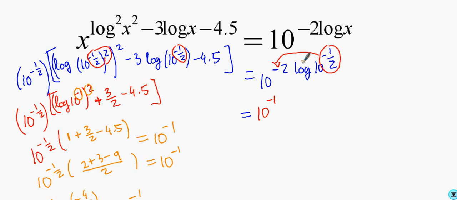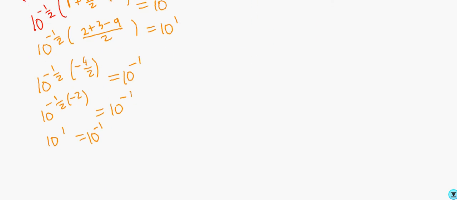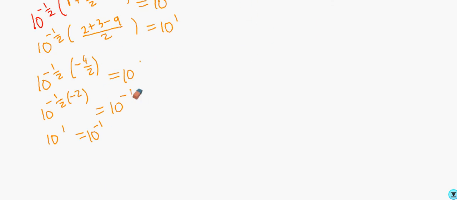Oh, there's a mistake. So this looks okay, but there's a mistake on this one. So when we brought this here, negative 1/2 times negative 2 is plus 1. So actually, this will be 10 to the first power, not 10 to the negative 1. So this is 10 to the first power. So actually in the end our check does work. So the right side had a mistake.